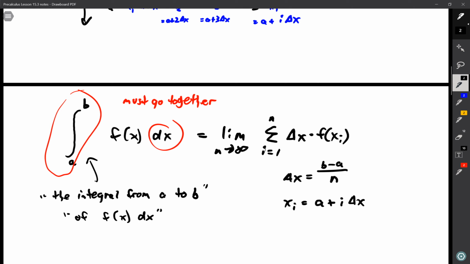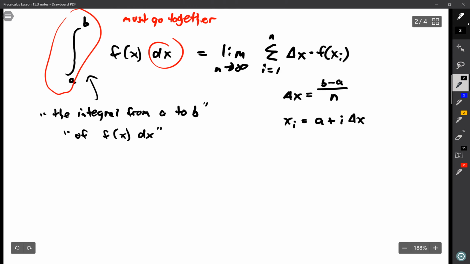Then we will find what the sum of the i's is, or are, because you'll usually have multiple. And then we'll evaluate the limit to find what the area is. So we're using a wide variety of things. We're using limits, we're using sigma notation. This a plus i delta x is an extension of arithmetic series. So we have all that stuff going on.